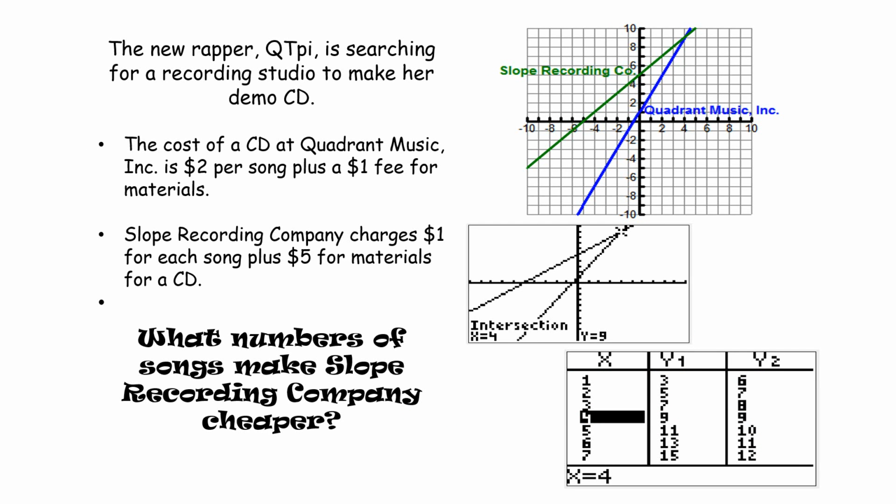Alright, now, when will Slope Recording Company be cheaper? We talked about how at the coordinate point of 4, 9, they were the same. This is the slope recording, and y2. As you notice in the table, after 4 songs, Slope starts to become a little bit cheaper. So Slope Recording Company is cheaper over 4 songs.